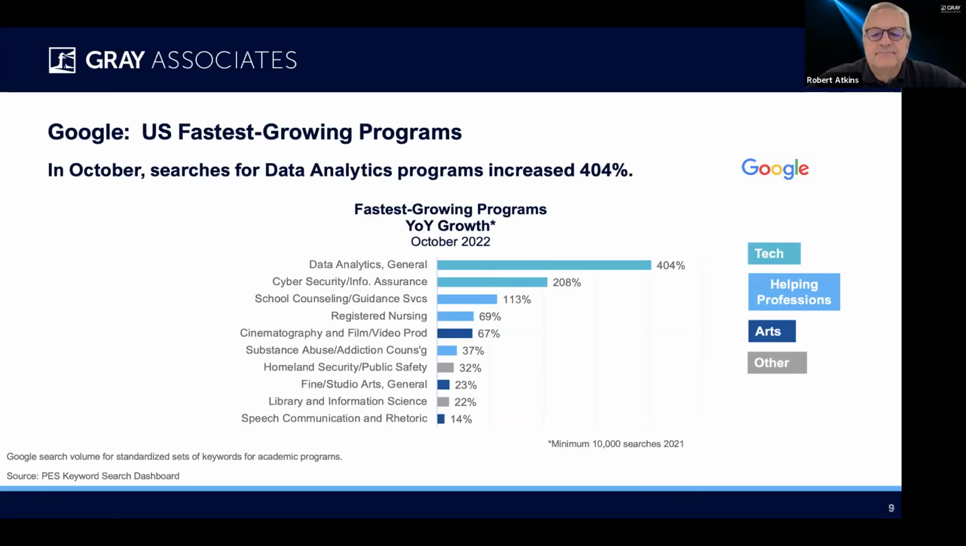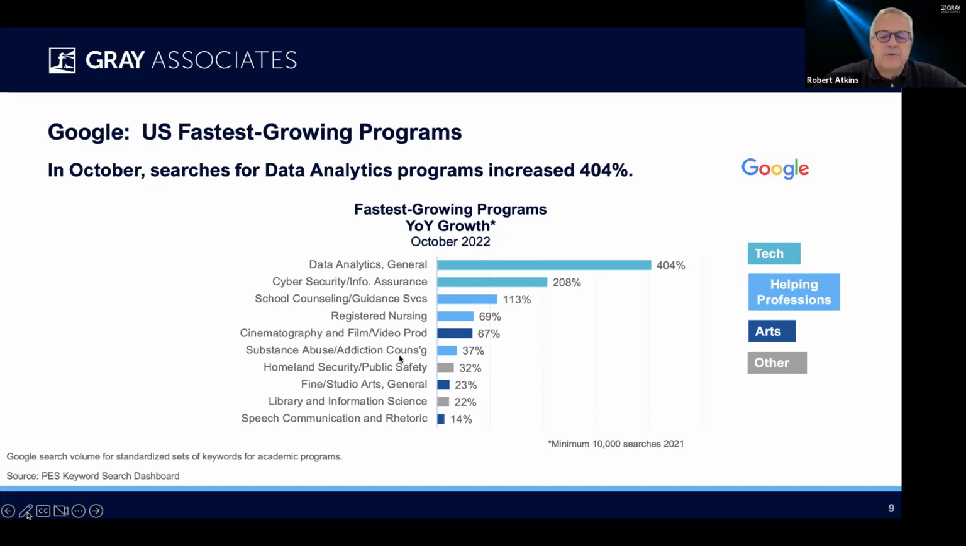What's growing fastest? I mentioned that data analytics and cybersecurity were hot. They are. Not only are they amongst the 10 biggest programs, but they are by far the fastest growing programs, with 404% and 208% growth, respectively, in Google search volumes. So I would expect to continue to see growth in enrollment in those programs in the future. Then we get to kind of an assortment of things. The helping professions in the light blue here, up 113%, registered nursing up 69%. And that's interesting to me because I've heard recently of enrollment issues with registered nursing and it beginning to decline. So this would suggest that the enrollment in registered nursing is going to perk up if we look forward.